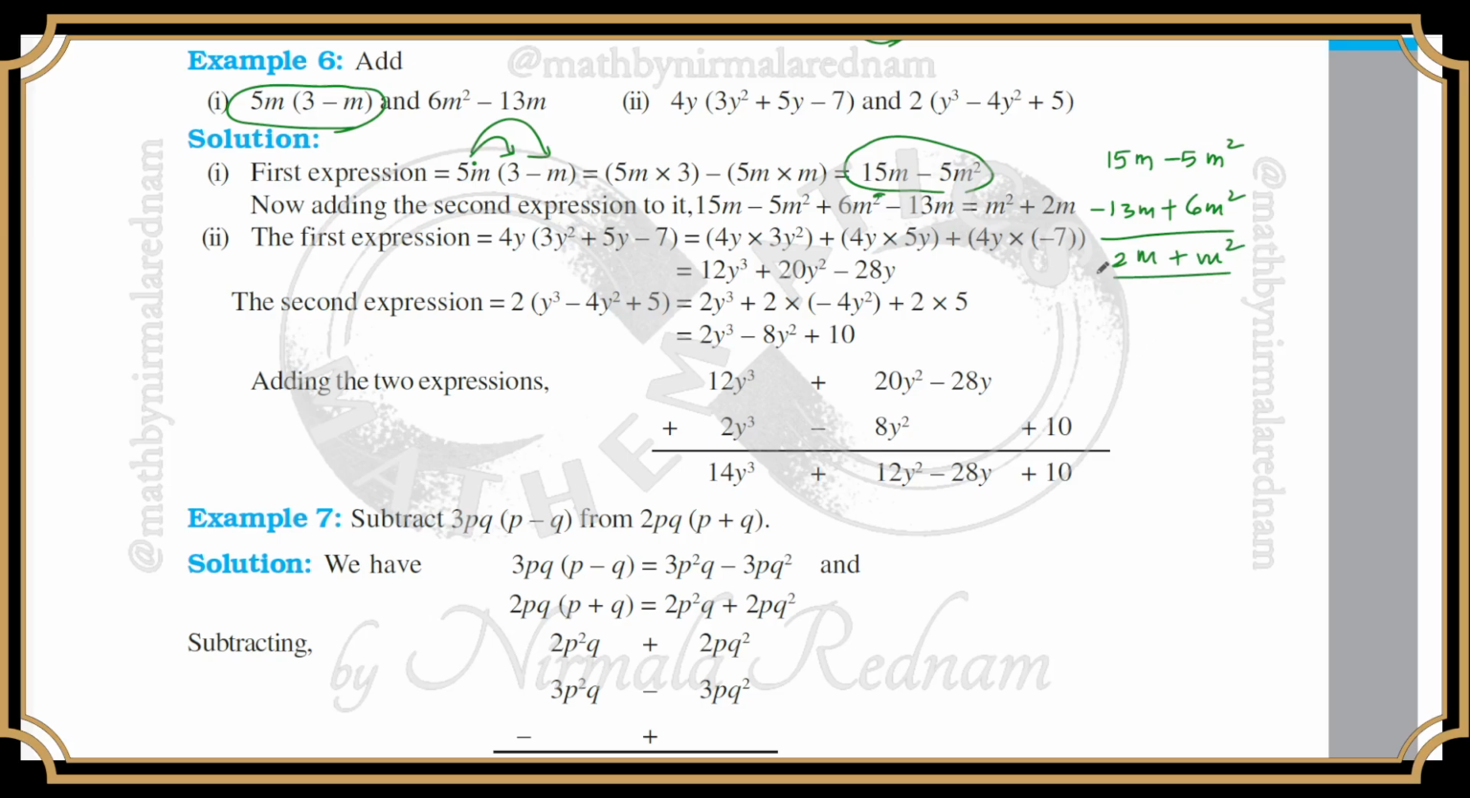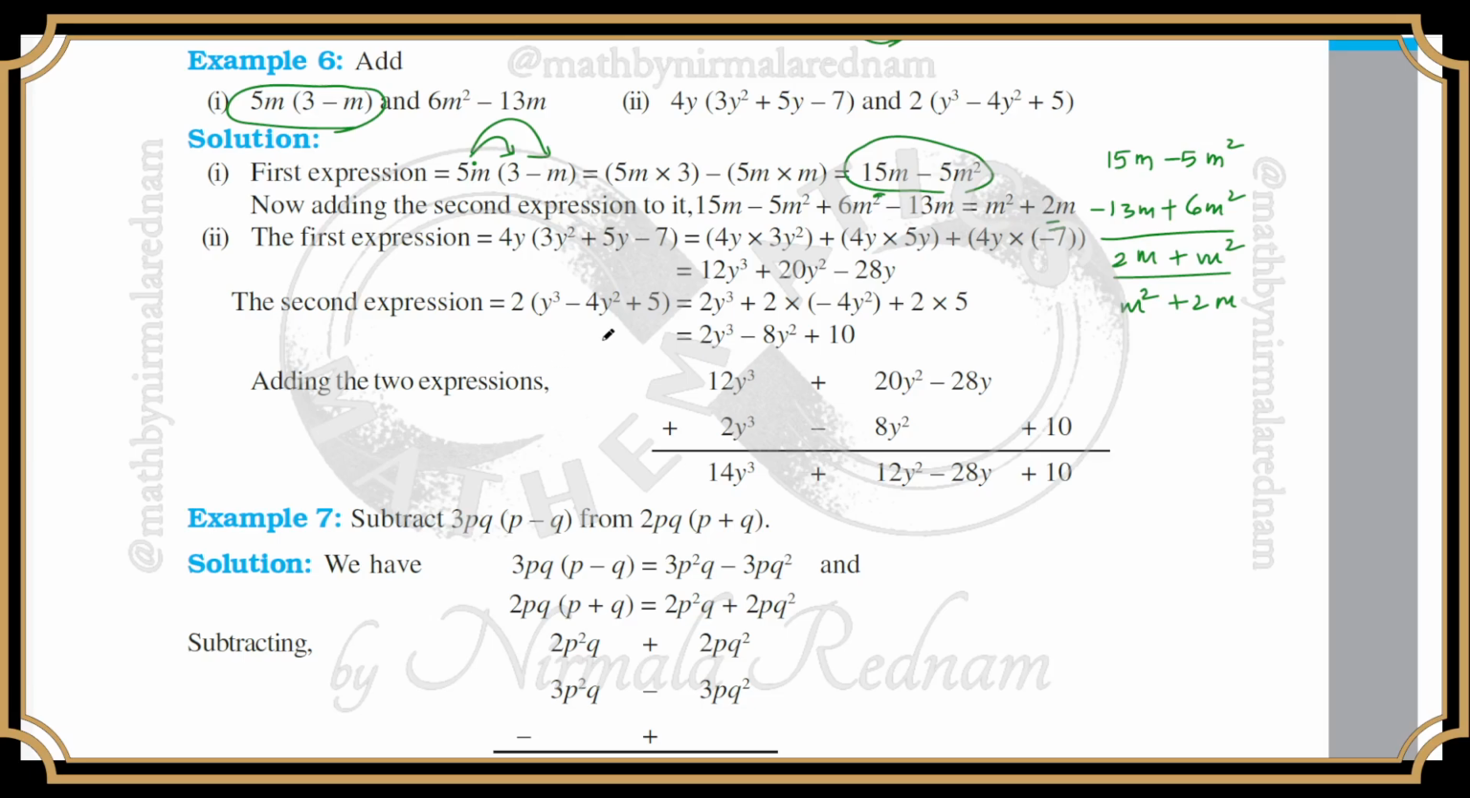So this is my answer. Standard form, higher degree will come first. So m square plus 2m you can write, right? So that is your answer. That is how you will be solving the sums when you have both the product to be found out, and then you have to do the addition or subtraction what they have asked us to do.